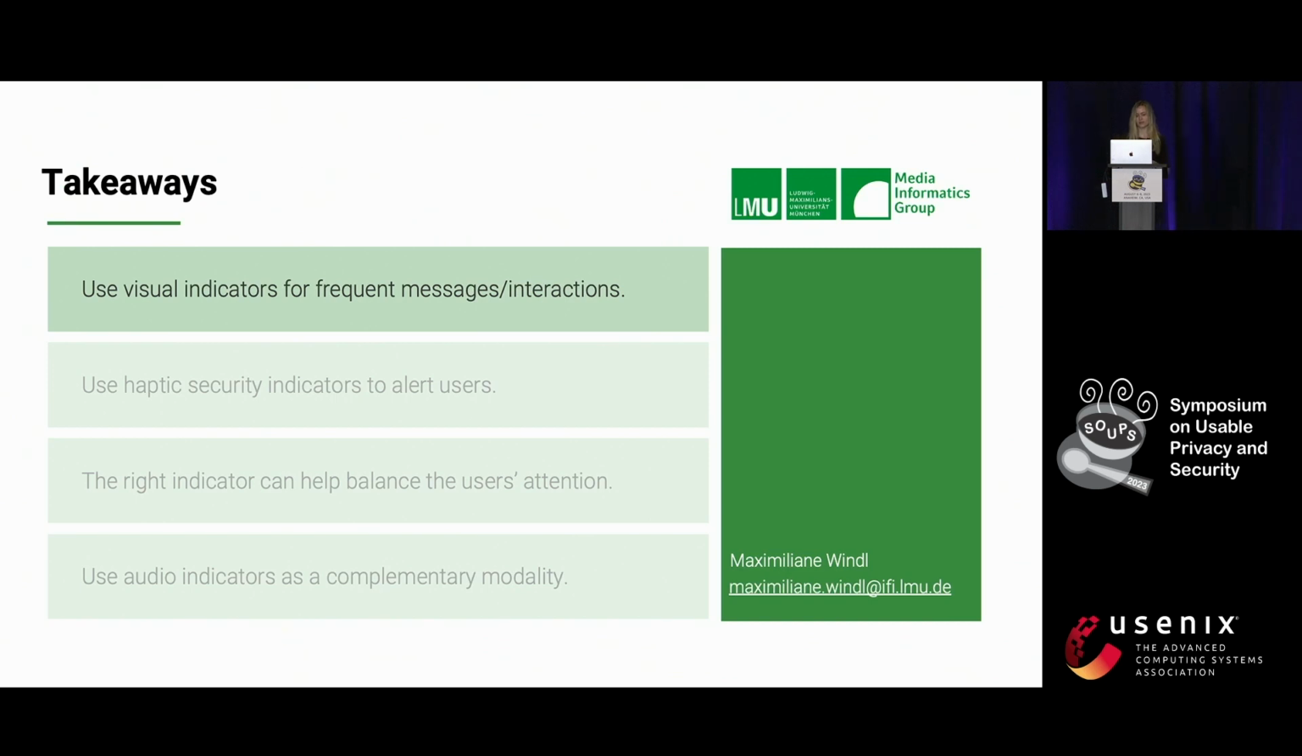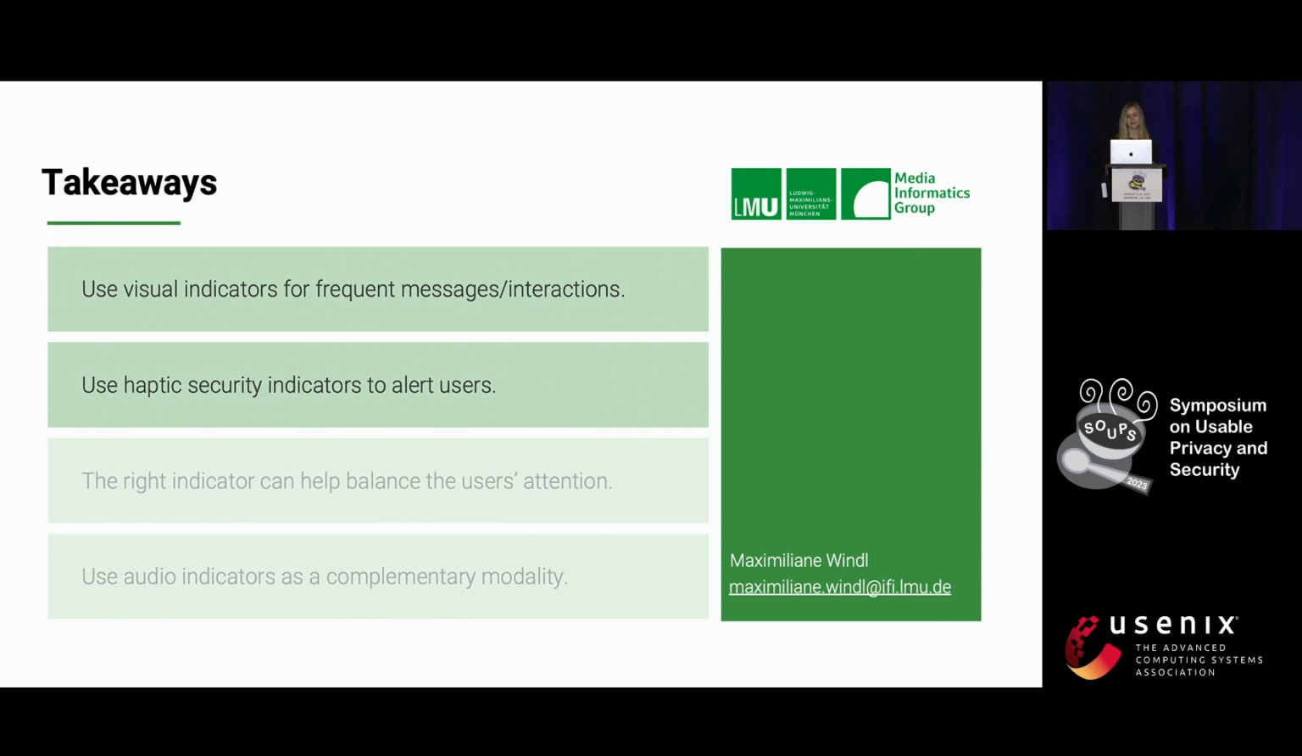So now let's have a look at the key takeaways. First, our participants found the visual indicators to be non-intrusive and understandable, and as they also on average performed best regarding the performance, we suggest to use those for frequent messages and interactions, for example, when requesting permissions.